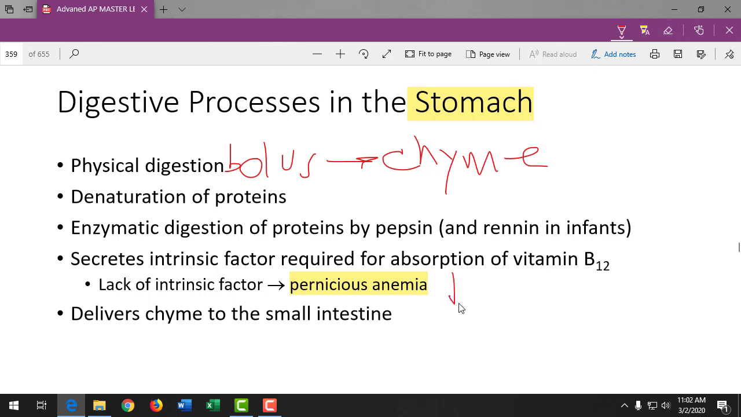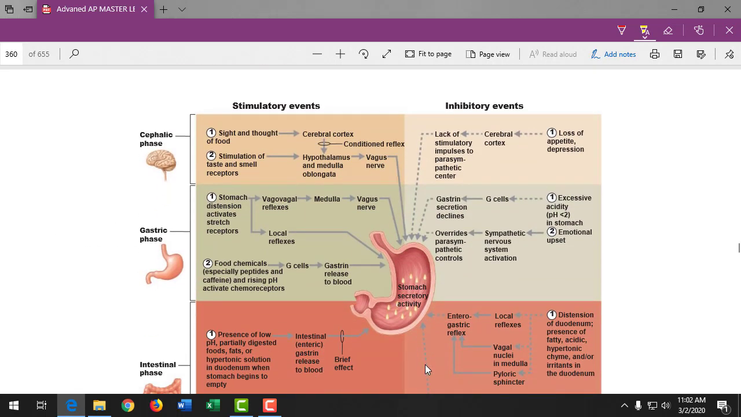So if you don't have enough intrinsic factor, you end up with a condition called pernicious anemia. And anemia is low red blood cells, as a result of not enough vitamin B12 to stimulate red blood cell production. So these people that have just a lack of intrinsic factor because of some dysfunction of those cells, then they need vitamin B12 injections to keep their red blood cell production up. And then we already talked about delivering that chyme to the small intestine as a job of the stomach.